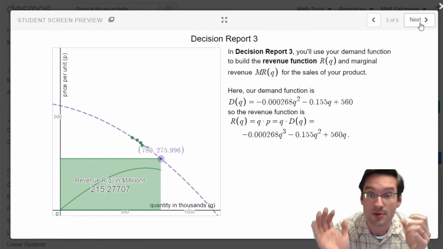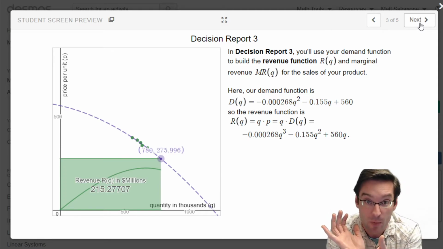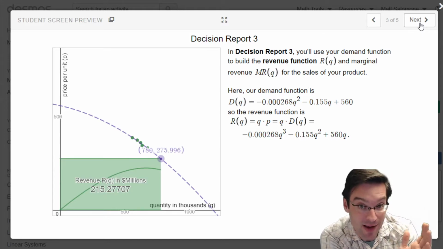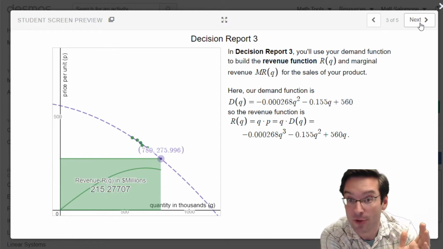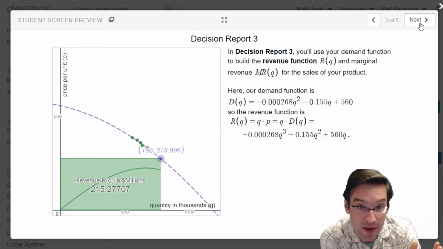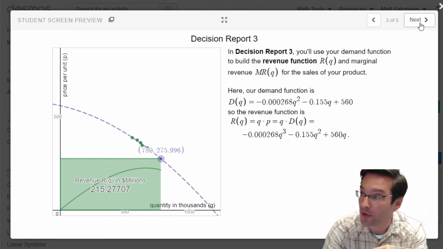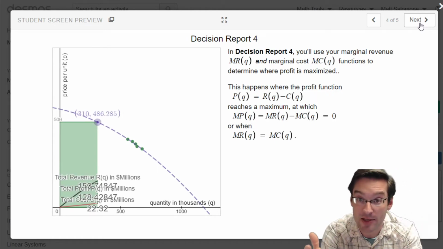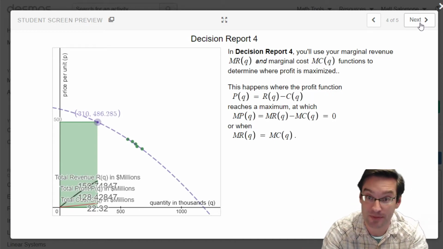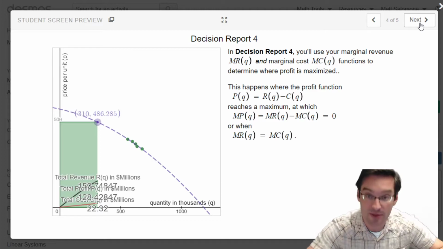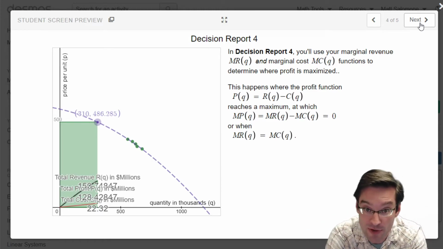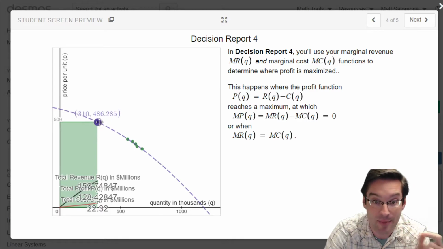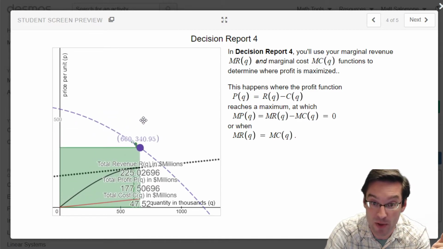But of course, revenue is only one side of your balance sheet. We don't want to maximize sales revenue. We want to maximize the amount of money that's left in our pockets after we have sold and also paid to produce that quantity. In other words, we want to maximize profit, not revenue. And that requires considering the other side of the ledger, which is the total cost function. And so decision report 4 is the big meatball for this project, is that we have to balance revenue and cost to figure out how to maximize the profit, which is the difference between the two.